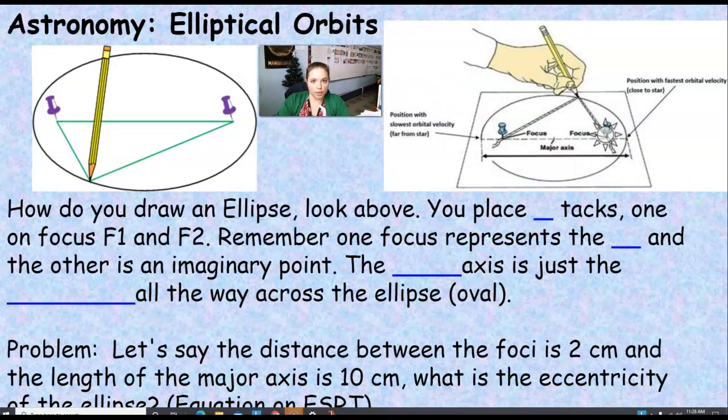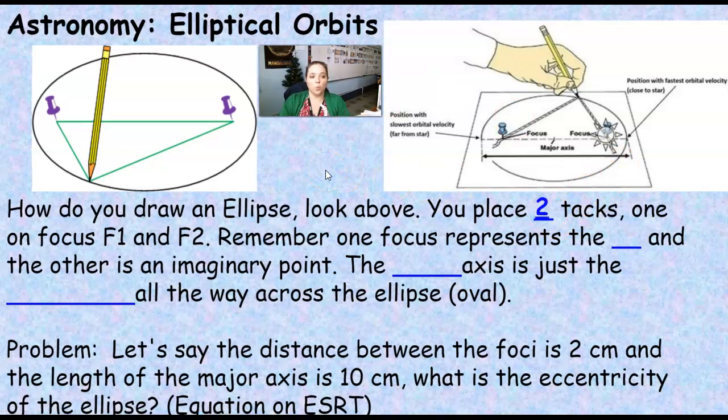How the heck do you draw this thing? So if you were in class, I would have you actually draw some ellipses. Because you're not, you're going to just get to see how to do it. So how do you draw it? Well, look above. What you would do is you would have 2 tacks, and one is the foci 1 and one is the foci 2. So one would be like the sun, the other one would be like Earth. One focus represents the sun and the other an imaginary point. The major axis is just the distance all the way across the ellipse or all the way across the oval.